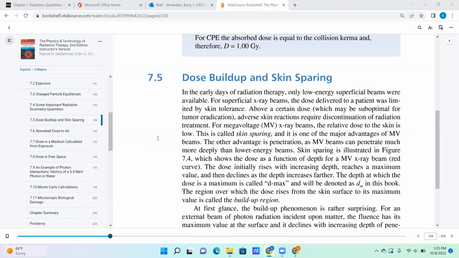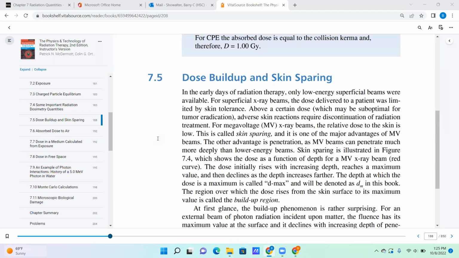So here we start section 7.5. In the early days of the discipline, only low energy superficial beams were available. You just couldn't produce much more than that. So for superficial X-ray beams, the dose delivered to the patient was limited by skin tolerance.